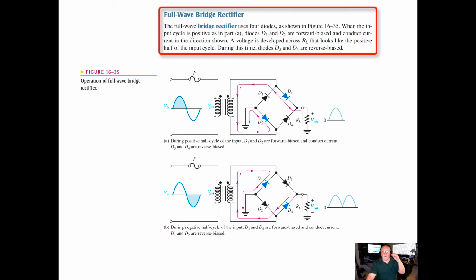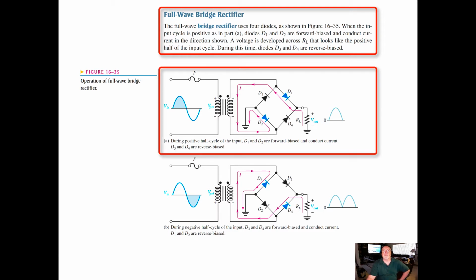Now we move to the full wave bridge rectifier. So this one's a little more complex, only in that it adds two more diodes. A full wave bridge rectifier uses four diodes.